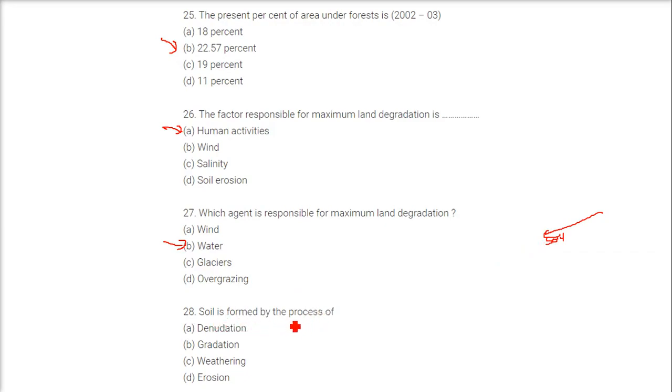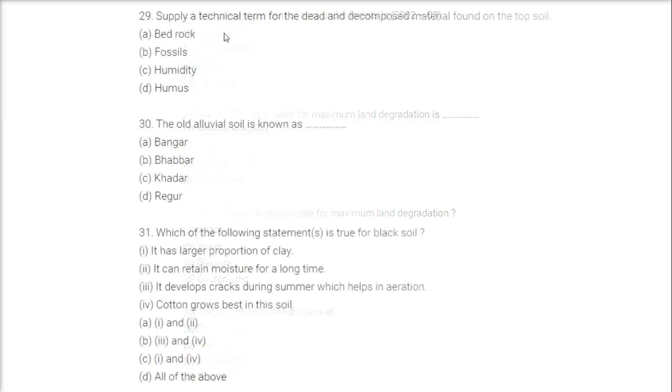Soil is formed by the process of, and the answer is C, weathering. Actually, weathering, erosion, all these are one or the other factors, but the most significant one is weathering. Supply a technical term for the dead and decomposed material found on the top soil. The answer is humus. The old alluvial soil is known as bangar. The new one is called khadar.